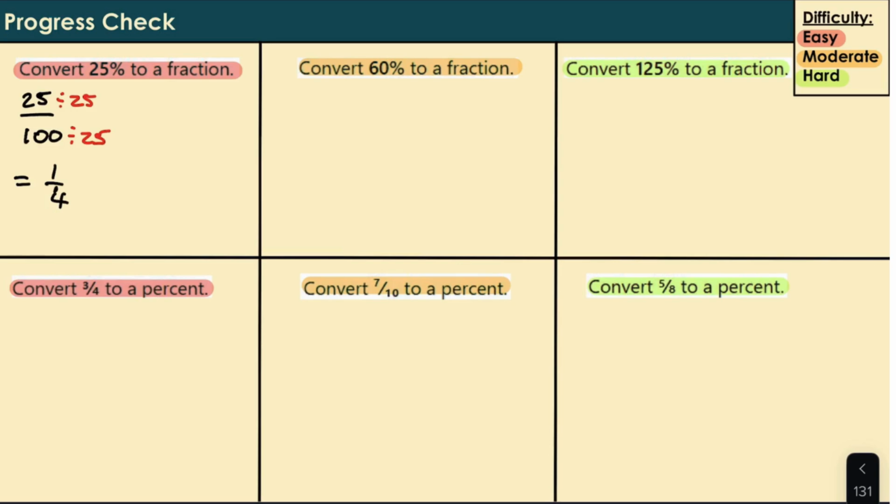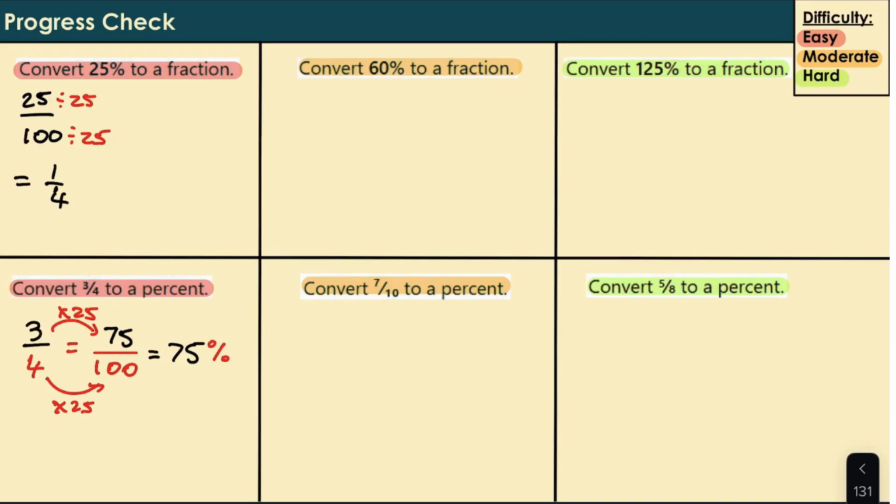Next question, convert 3/4 to a percent. So 3/4 is 3/4. When we convert to a percent, we need it as a fraction over 100. What do I do to 4 to get to 100? I multiply by 25. What I do on the bottom, I must do on the top. 3 multiplied by 25 is 75. Writing that as a percentage, we have 75%.